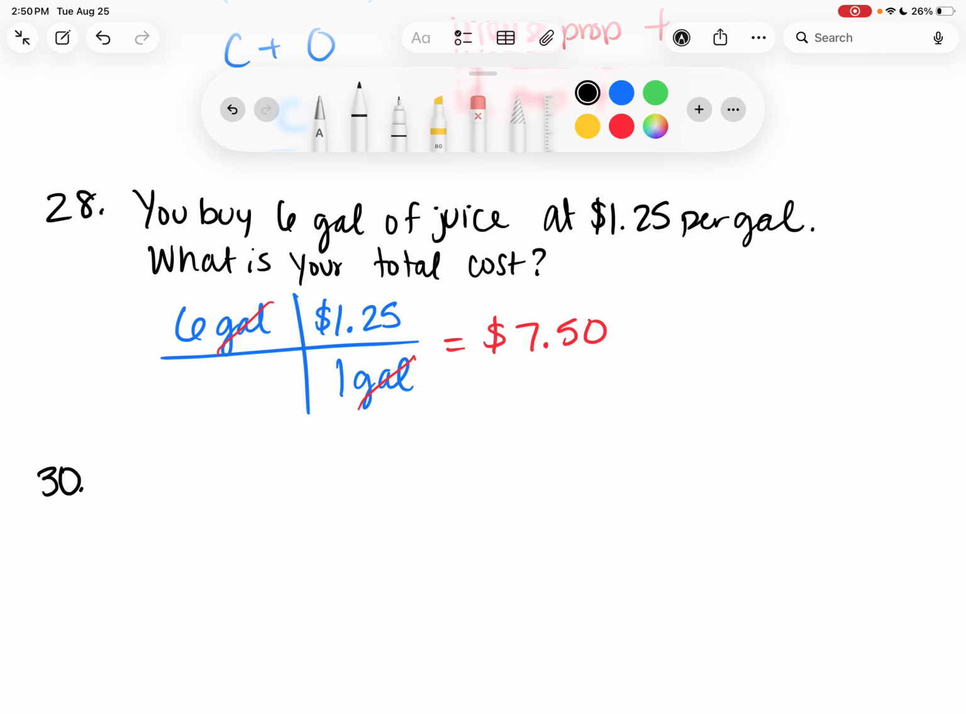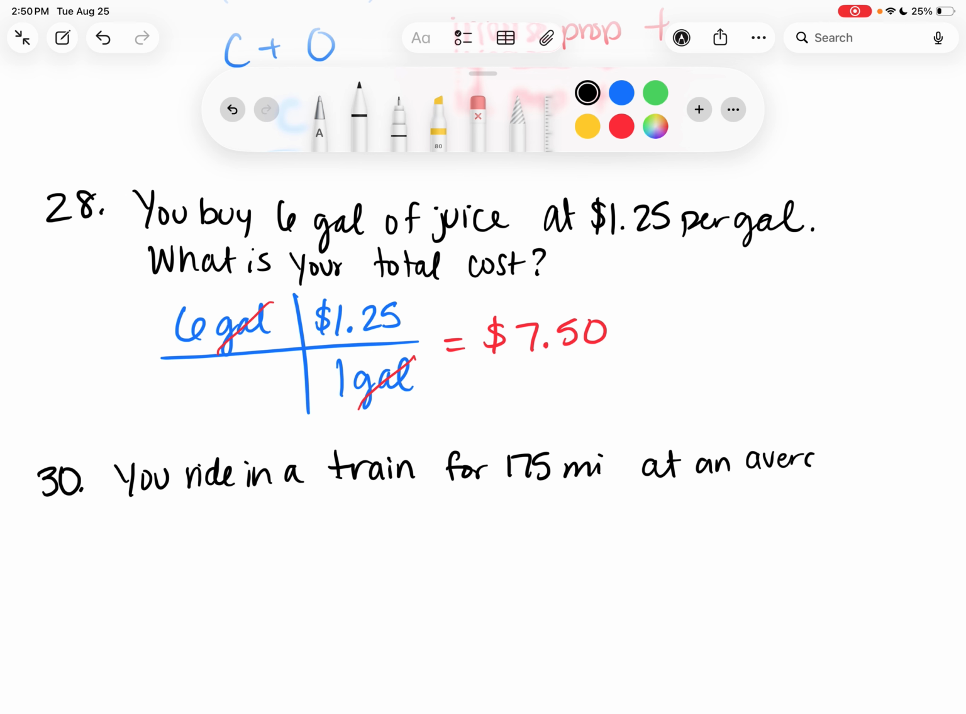All right, 30. You ride in a train for 175 miles at an average speed of 50 miles per hour. I'm just going to write MPH. I trust that most of you are either driving or close to driving and have seen a road sign before and know what that means. How many hours does the trip take?